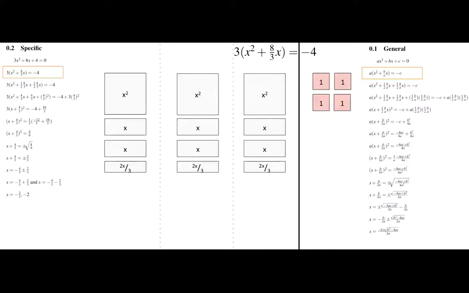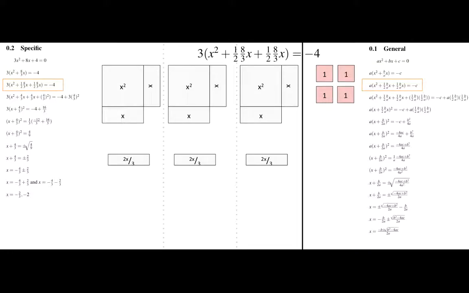Now I'm going to adjust that last one just a bit so that it's x in length and 2/3 in height, so that I can kind of fit it in with the other pieces. So we have 3 identical pieces of x squared plus 8/3 x, and that's equal to our negative 4 on the other side. Okay, so now I'm going to start to reorganize these so that I can make squares.